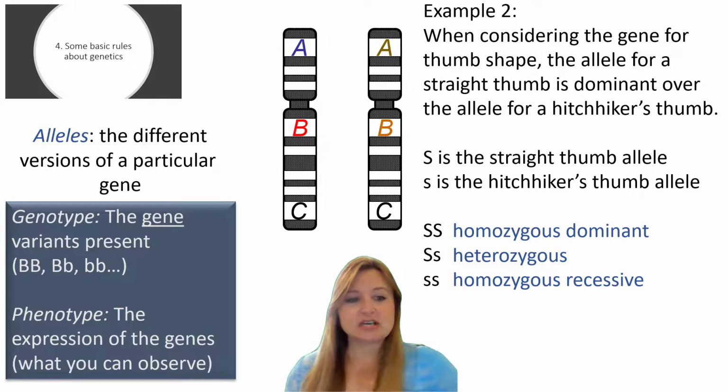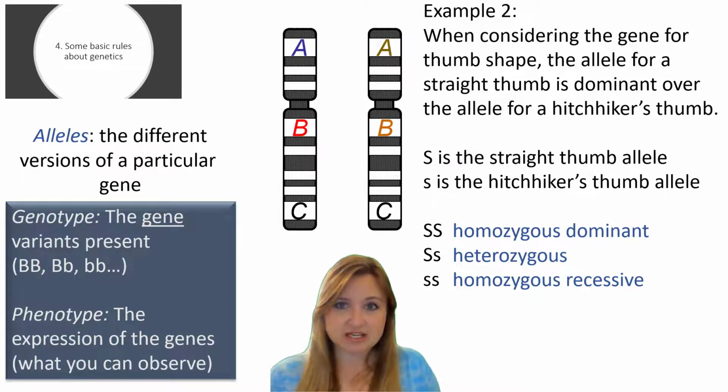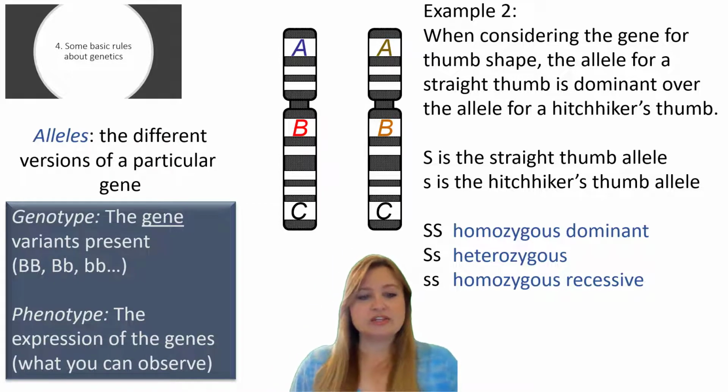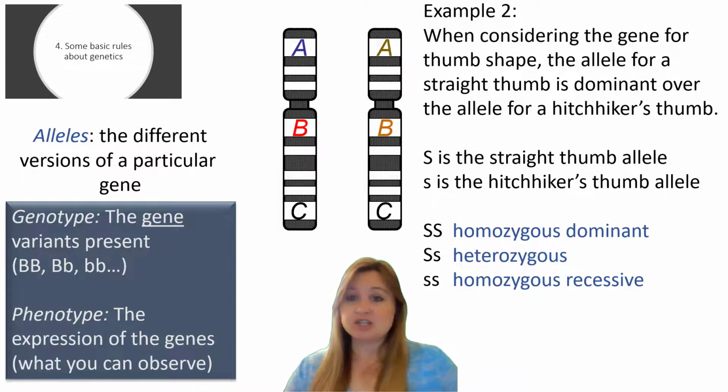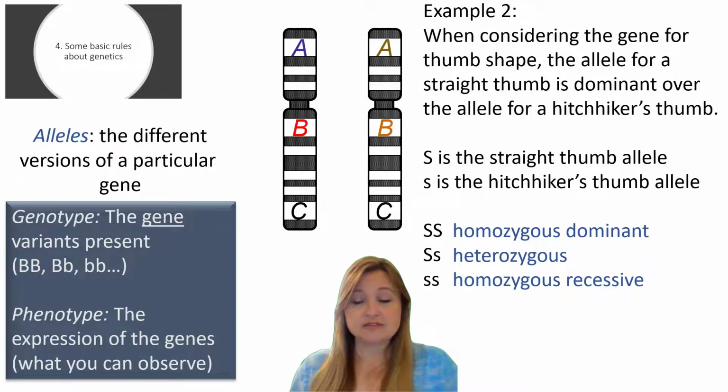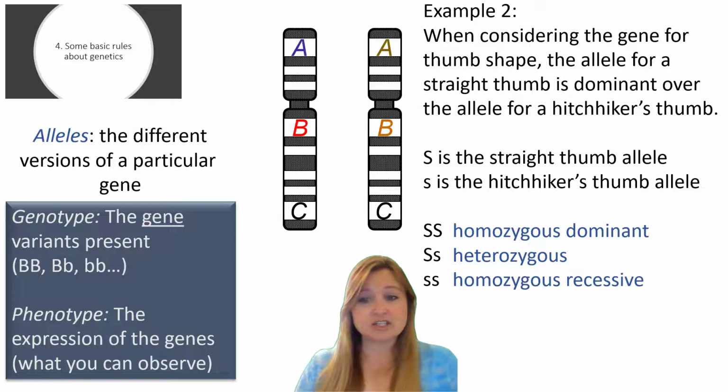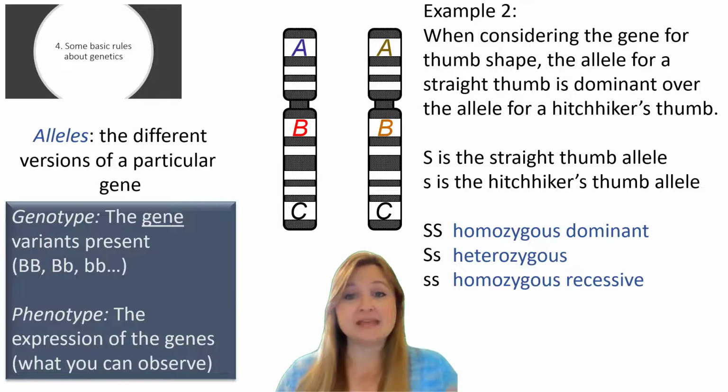Now, again, let's take a look at the genotype and the phenotype. Someone with a genotype that's homozygous dominant, let me ask you, what will their phenotype be? Well, if we look at the information, homozygous dominant means that they have 2 of the dominant alleles. The dominant allele encodes a straight thumb. So their phenotype would be that they have straight thumbs.